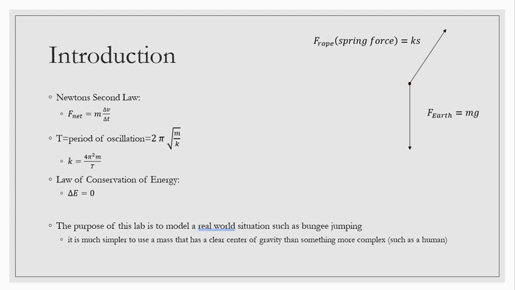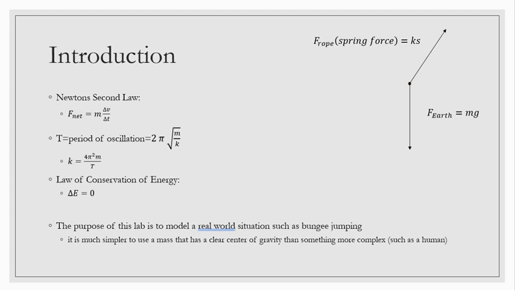So a very simplified free body diagram. You can see in the corner right here, you have the force of the rope, or the spring force, pointing towards the point of attachment, which was in the positive y direction. And then we have the force of the earth, which is mass times gravity, that is pointing in the negative y direction.